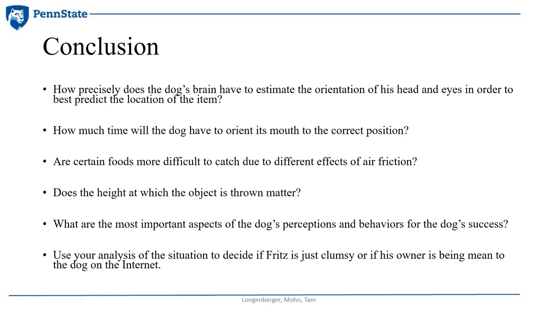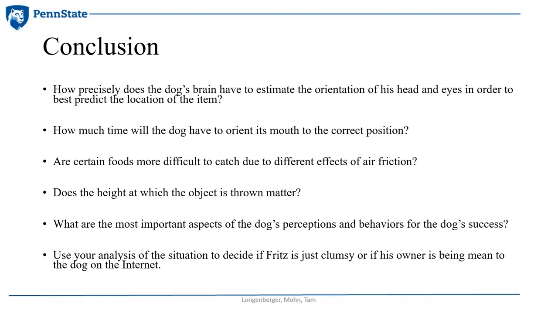If his owner wants to make more videos, then he should only throw food to Fritz when the cameras are rolling. Additionally, the owner should throw the food such that the velocity of the food is high through the area of which Fritz can move. Overall, even though the owner can make Fritz look clumsy, we can conclude that Fritz is just clumsy on his own since the conditions for Fritz to catch the food are optimal based on our current model.